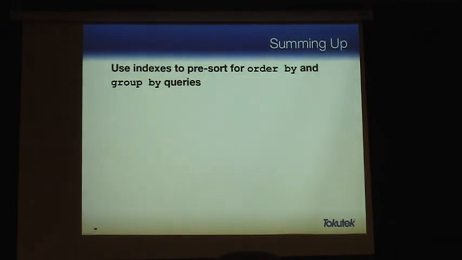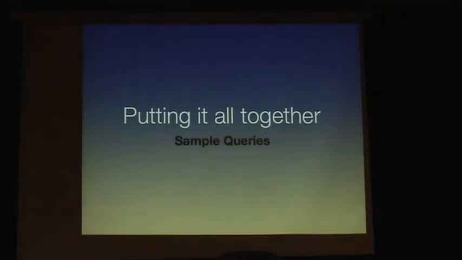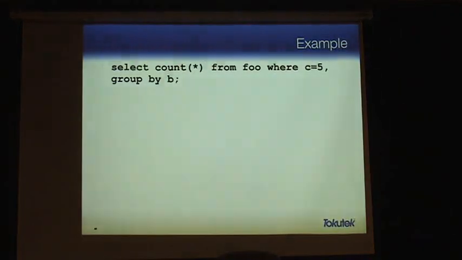If you choose between the greater than or less than and the equality, if you have to do a sort, does that take precedence over whether to use the equality first? I think I'll address that in 3 slides, but let's actually put it all together and look at some examples. So the first one: select count star from foo where C is equal to 5, group by B.